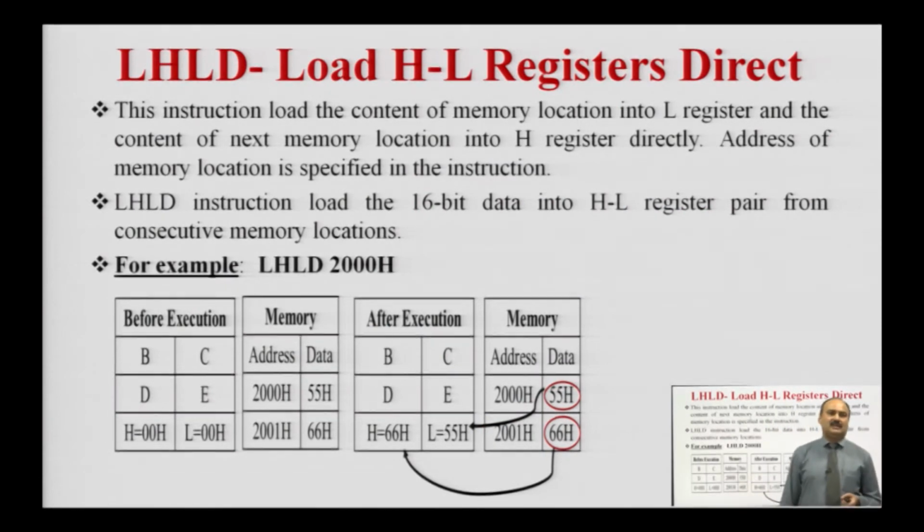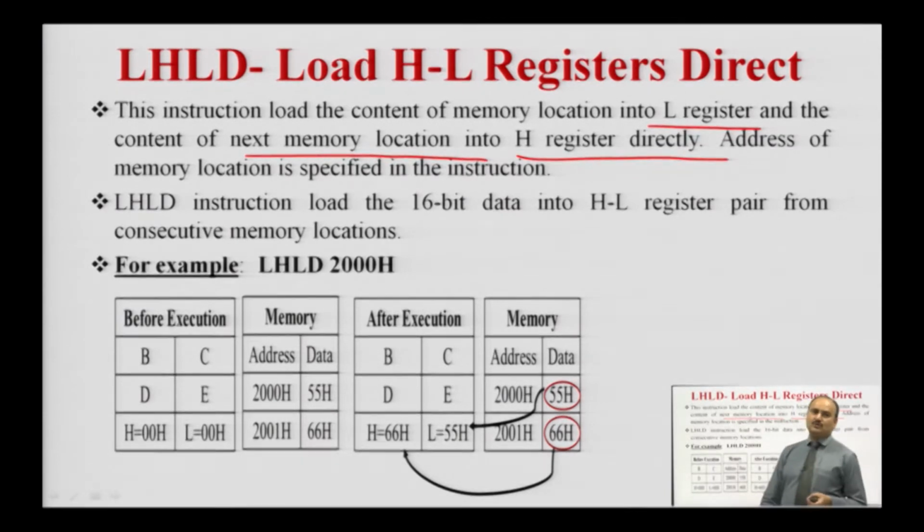Next instruction is LHLD, load HL register direct. This instruction loads the content of a memory location into the L register and the content of the next memory location into the H register. This instruction is used to load the content of two consecutive memory locations into the H and L registers. An example of this instruction is LHLD 2000H. 2000H is nothing but the address of the memory location, which is directly specified with the instruction.